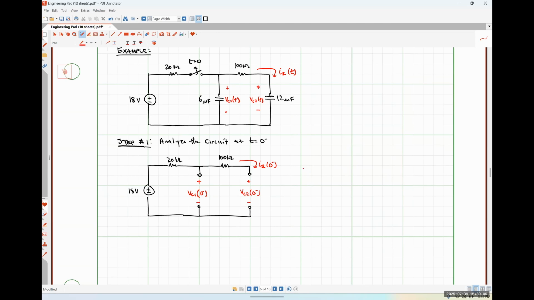Exactly right. So IR at 0 minus is 0 amps because there is no closed path that current can flow through anywhere in our system. And for that reason, the voltage drops across both of our resistors are 0, which means the voltage drops across both of our capacitors have to be 18 volts if we apply KVL around practically any loop in our system. So I'm just going to put here VC1 of 0 minus is equal to VC2 of 0 minus is 18 volts. Okay.